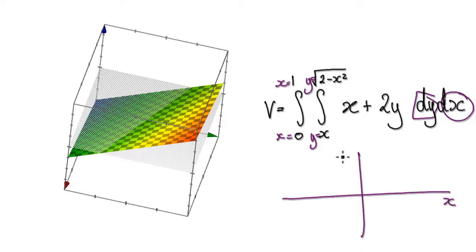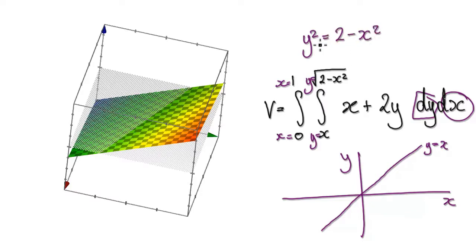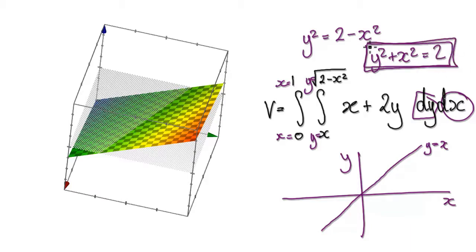So this is x, y. y equals x would be a diagonal line. This is y equals x, and we have no idea what's going on here. So let's square both sides. That would be y squared equals 2 minus x squared. Add x squared to both sides, so that would be y squared plus x squared equals 2. When you get to here, you should recognize that this is a circle of radius root 2.